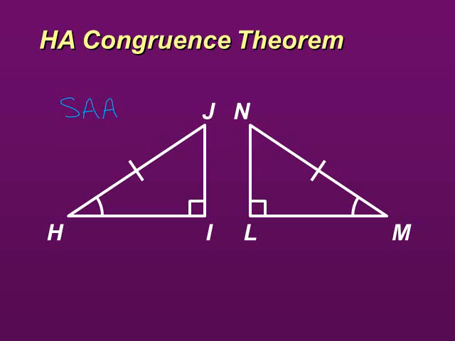Okay, as you probably guessed, it's side angle angle or angle angle side, right? It's the same thing. So you have a side that's not included in the two angles. But in this case, because it's a right triangle, it's called the hypotenuse angle congruence theorem. We're just taking into account that we have a right angle already.